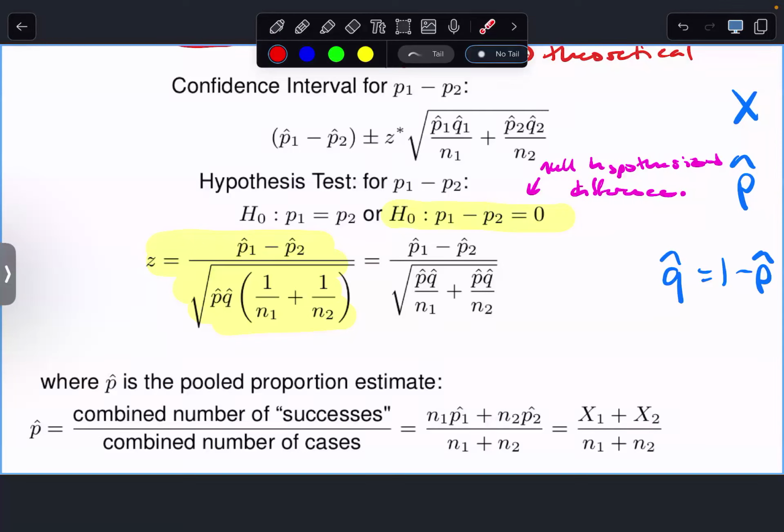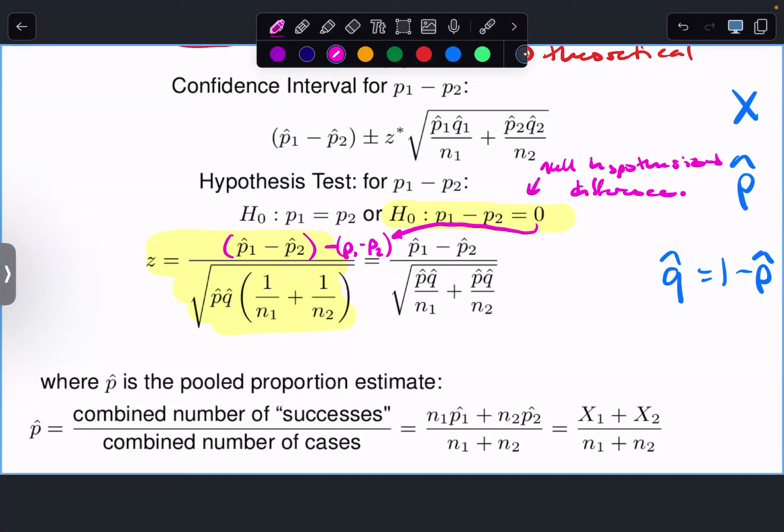So if we think back to what Z looked like for one sample proportion, we said, okay, it's going to be the point estimate minus the hypothesized value, right? How far is it from the hypothesized value divided by the standard error? And so here, this is how far is it from P1 minus P2? Assuming the null hypothesis is true, well, the null hypothesis is always that P1 minus P2 is equal to 0. So then it's always minus 0.